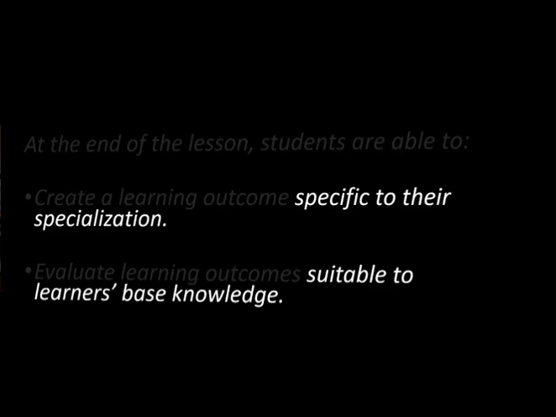For example, create a learning outcome could just be attributed to an objective, but putting a context that the learning outcome should be specific to their specialization is a context and therefore does not simply be categorized as an objective but a learning outcome. The same goes for the second example. Evaluating learning outcome could just be categorized as an objective, but since we set the premise that they should evaluate learning outcomes which are suitable to learners' schema or baseline knowledge, therefore, this one follows the basic structure of a learning outcome.